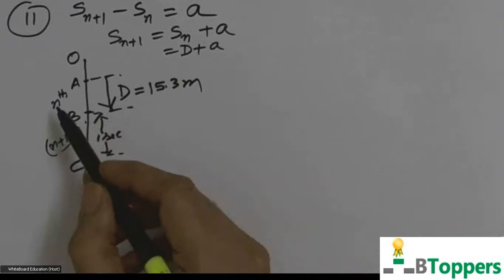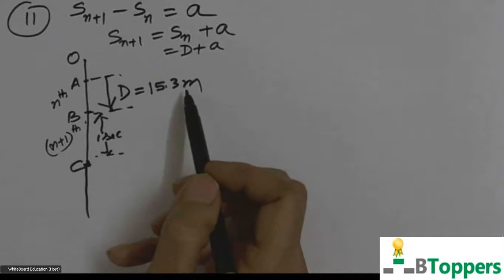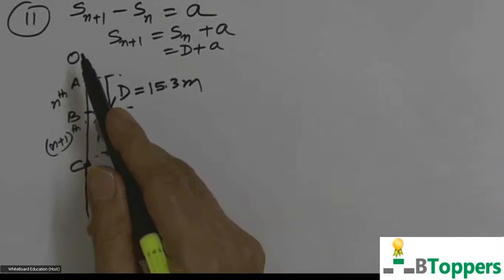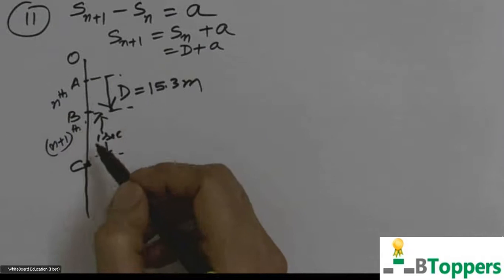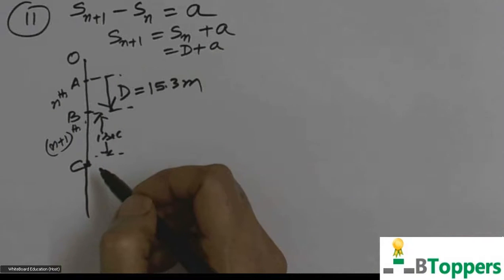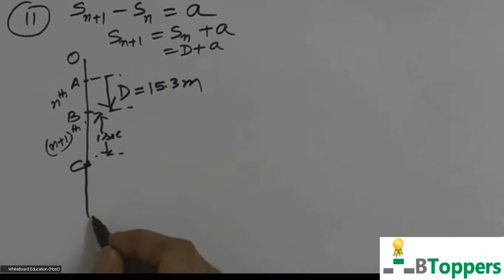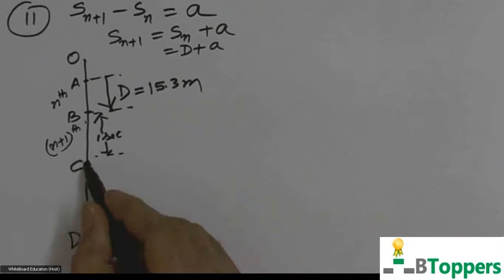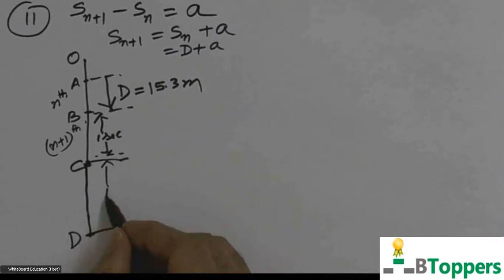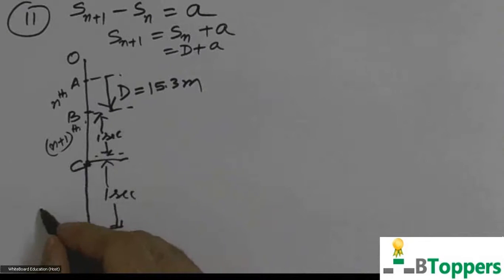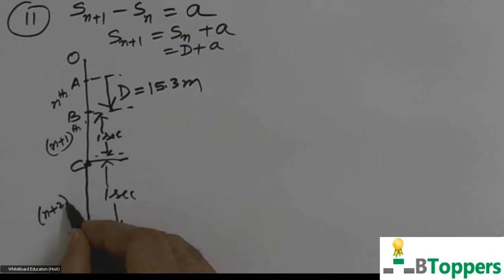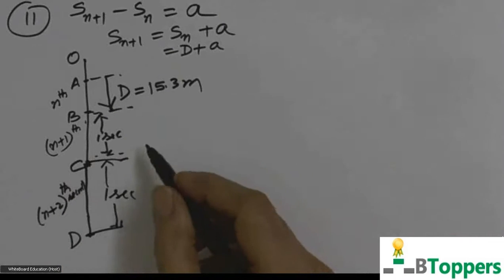Let the body travel from A to B in the particular second during which it covers 15.3 meter. Here O is the point from where it started falling from rest. Let the body travel from B to C in the next 1 second, and from the point C to D in the next 1 second later. That means if it travels from A to B in the nth second, it travels from B to C in the n plus 1 second and C to D in the n plus 2 second.